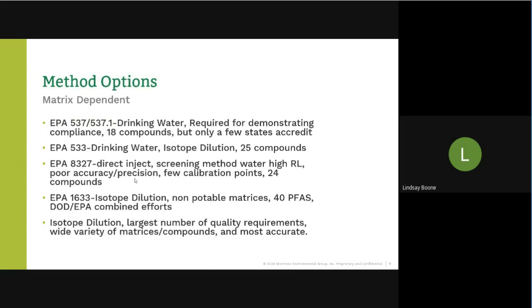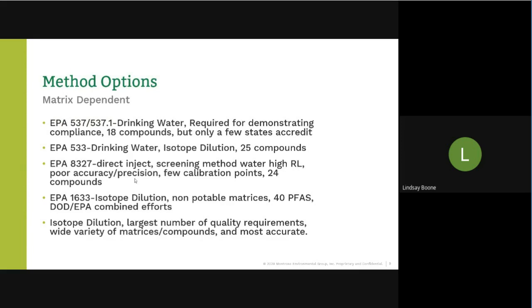EPA 533 is a newer drinking water method that came out. It utilizes an analytical technique called isotope dilution. I won't go into the details of isotope dilution, but it's really the gold standard in analytical techniques for PFAS. With that method, you get 25 compounds reported. 533 came about because 537.1 wasn't doing a great job on the shorter chain PFAS compounds or those replacement compounds I mentioned earlier, like the C4s.